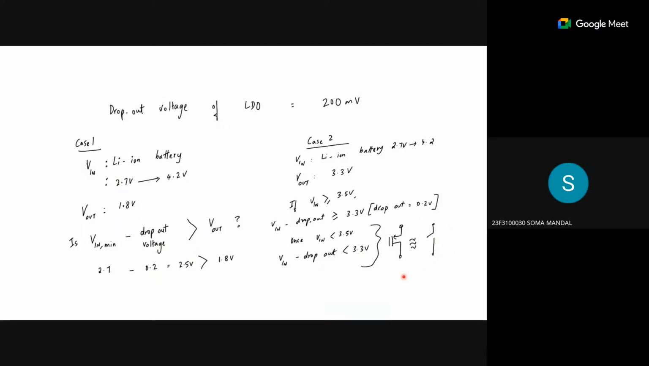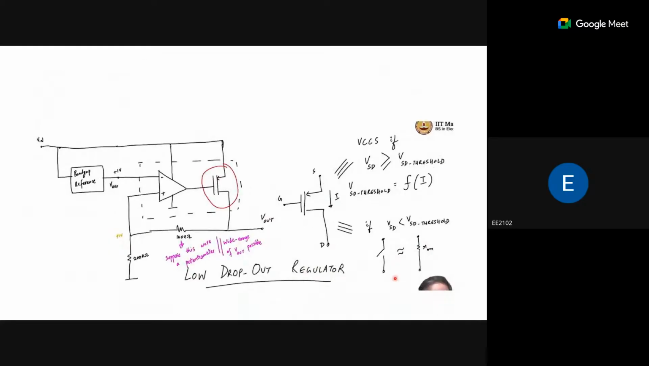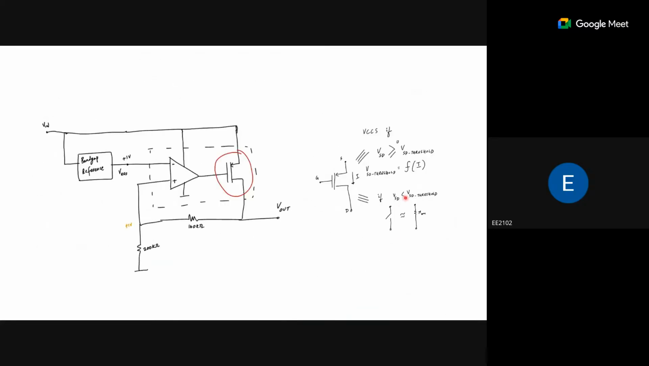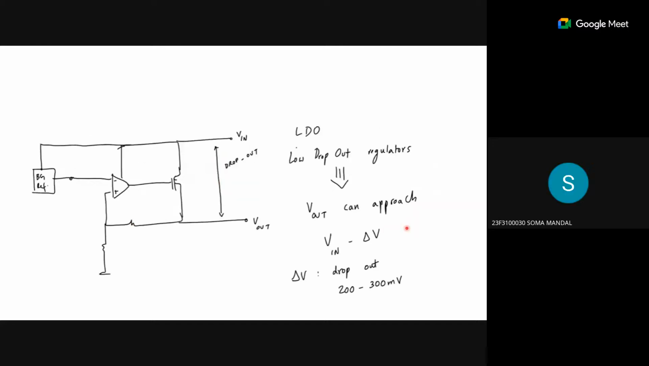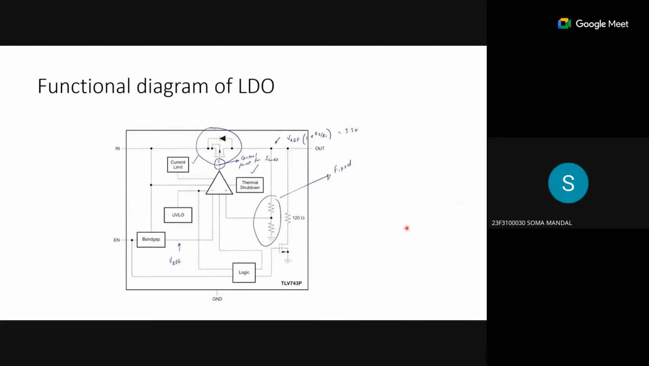Yes, ma'am. Okay, so this is how it comes. This comes from here only, from what I explained. The first condition is satisfied when it is a current source, and whenever the second condition is satisfied, it works as a switch. Got it? Yes.